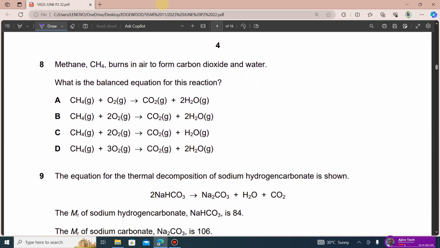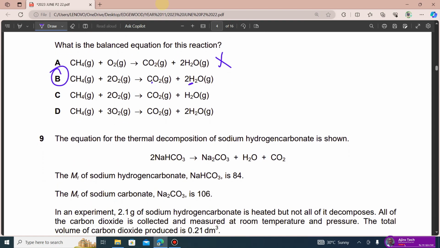Methane burns in air to form carbon dioxide and water. What is the balanced equation for this reaction? Now, it burns in air to form carbon dioxide and water. So we look at each of the equations to see which one actually looks like a balanced equation of the reaction. So let's look at the first option: 1 carbon, 4 hydrogens. There are 4 hydrogens. Now, there are 2 oxygens here, but there are more than 2, so this is off. So the next one, 1 carbon, 4 hydrogens here, 4 hydrogens here, 4 oxygens, 2 plus 2, 4. So without wasting time, I think B should be the answer.